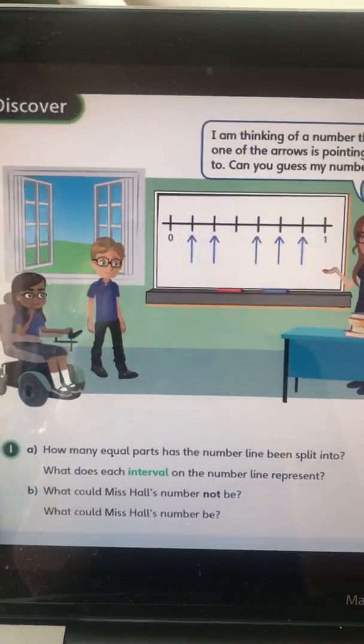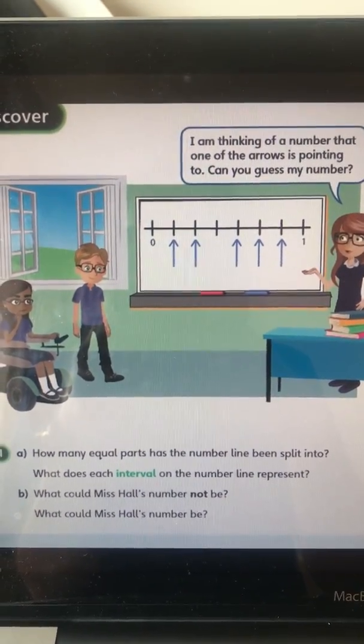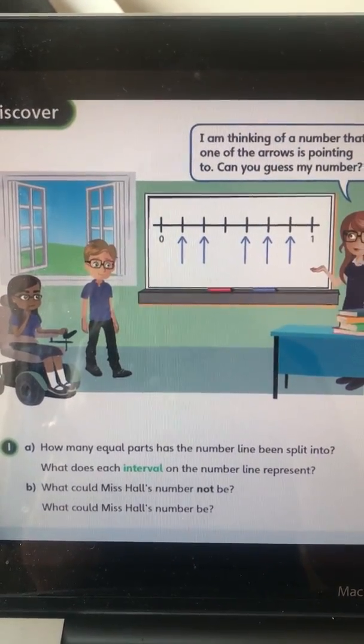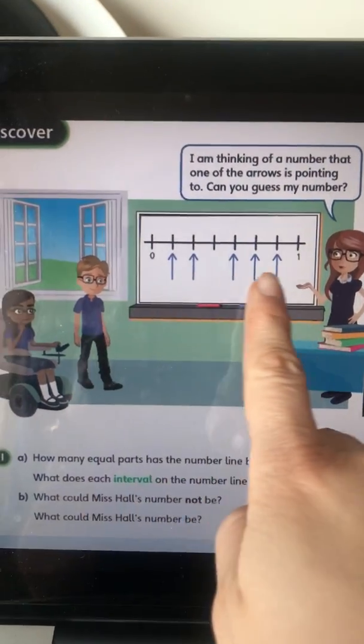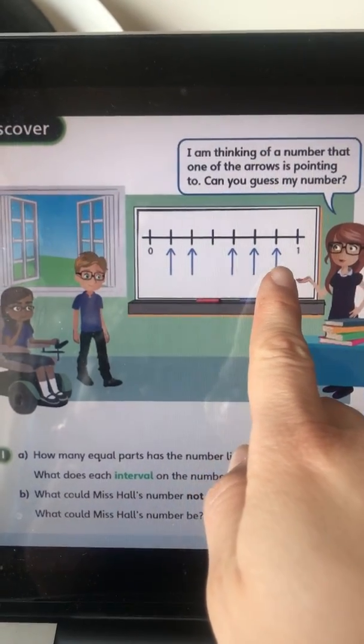It's our Friday lesson, okay? And your aim today is to think of fractions as numbers, okay? Which is still kind of looking at fractions on the number line. So here is our first page, okay? Here we've got the teacher, and she's got her number line, and she's got her 0 and her 1, and she's split it up, okay?